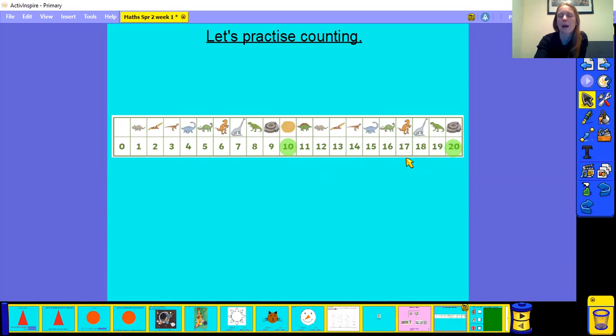Now let's count backwards. Remember, that means that our numbers are going to be getting smaller. Off we go. 20, 19, 18, 17, 16, 15, 14, 13, 12, 11, 10.